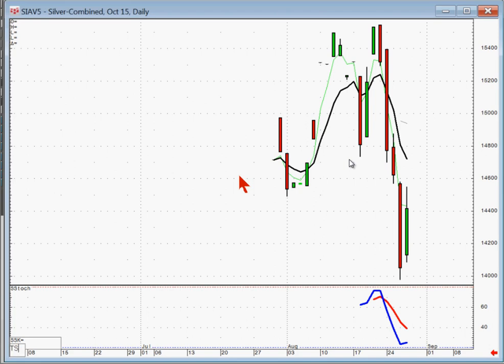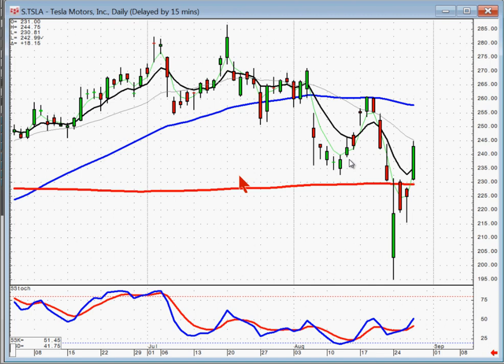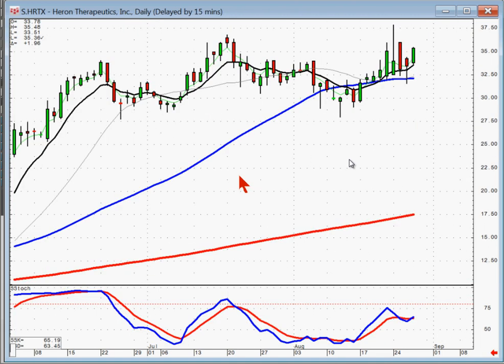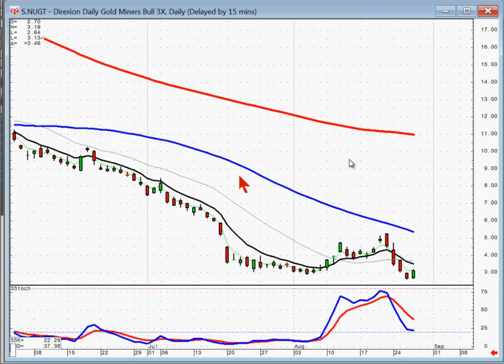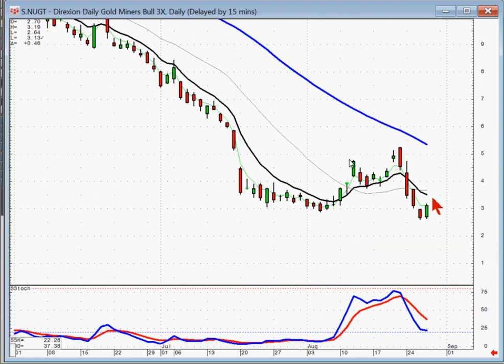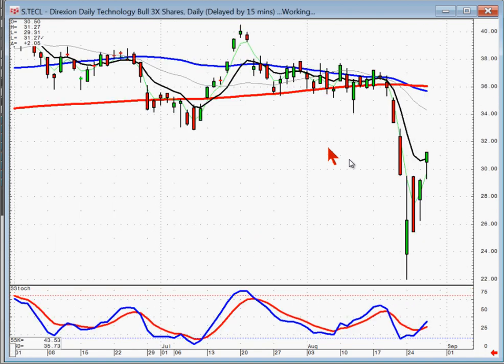Let's see. Did we do Tesla? Tesla came back up above the T line. I would suspect it's going to come back up at least to test the 50. HRTX, slow curve. You can be buying this one on positive trading. I'd rather pay 36.50 knowing that it broke out through the top. And Nugget is just trying to stabilize right now. And it's trying to stabilize the same areas that it kind of bottomed out before. It still needs to get back up above the T line. And TECL, this one you can buy. It closed above the T line.